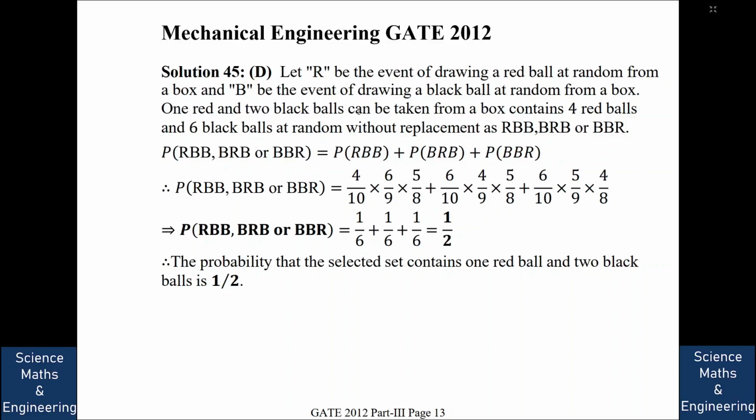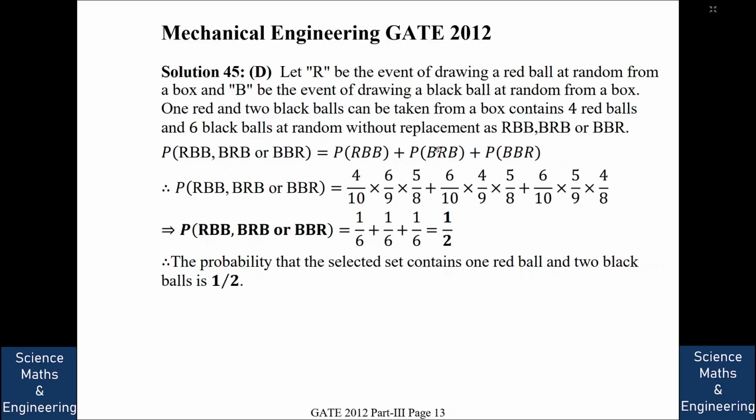Now one red ball and two black balls can be taken from a box containing 4 red balls and 6 black balls at random without replacement. As you see, it can be red, black, black; black, red, black; and black, black, red. Now the probability of these three: first, if we take a red ball, what is the probability? 4 out of 10. Next, a black ball, it would be 6 out of 9, since only 9 are remaining. Then again a black ball, so 5 out of 8.